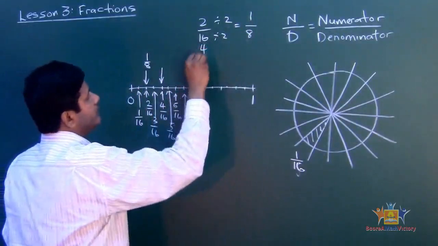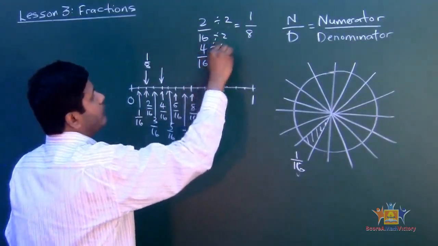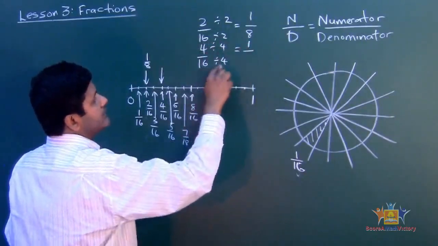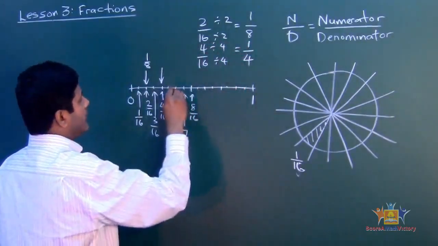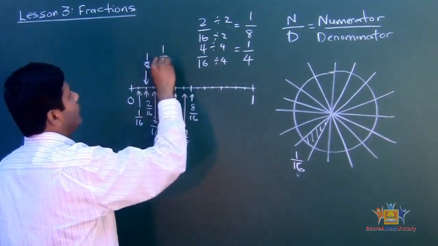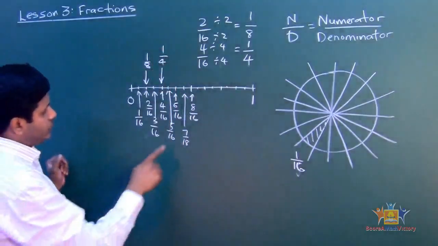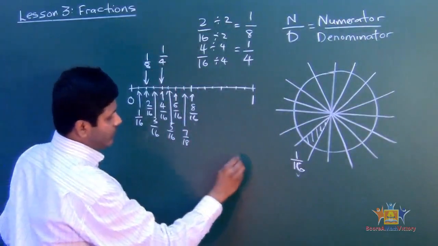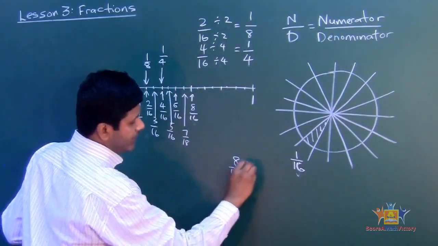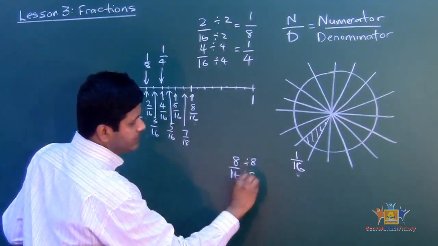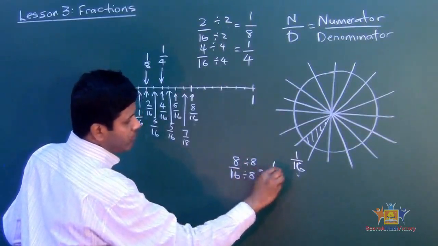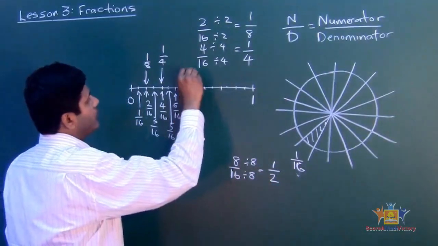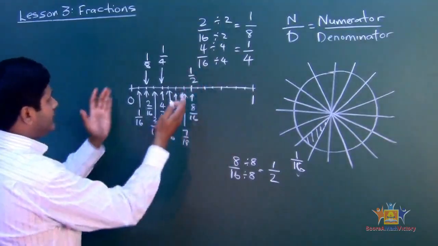4 over 16. I divide this by 4, I divide this by 4. Gives me 4 divided by 4 is 1, 16 divided by 4 is 4. So that is 1 over 4. See that? Now look at this one. Let's jump into this one. 8 over 16. I can divide this by 8, I can divide this by 8. 8 divided by 8 is 1, 16 divided by 8 is 2. That means that's the half. 1 over 2. And it is, see that?